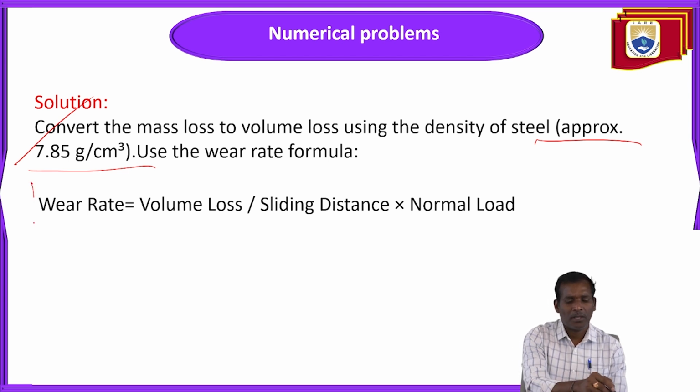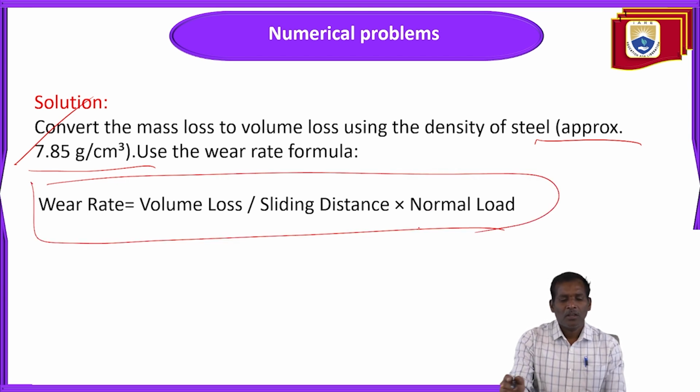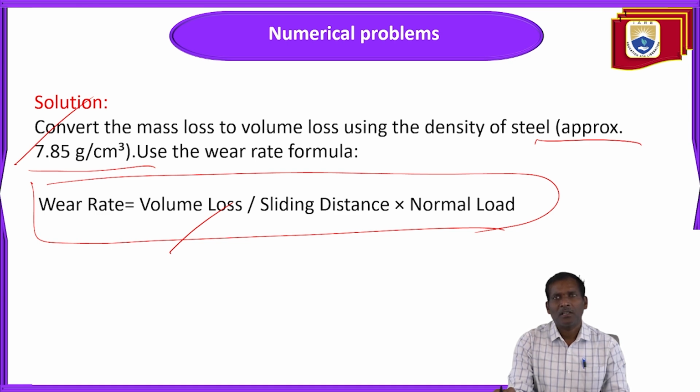The wear rate formula is volume loss upon sliding distance multiplied with normal load. So how much volume loss occurred, divided by sliding distance multiplied with the normal load. It gives the wear rate.